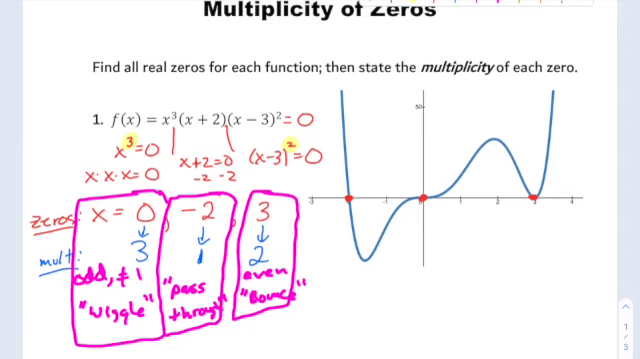It tells you about whether it crosses the x-axis or not, and if so, what kind of behavior it's doing. So if it's even, it does not cross the x-axis. If it's odd, it will cross the x-axis. A multiplicity of 1 crosses straight over like a line. Any other odd multiplicity, 3, 5, etc., it's going to cross over in that cubic fashion there. So that's the meaning of it.